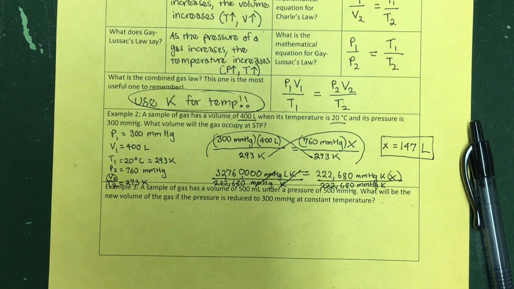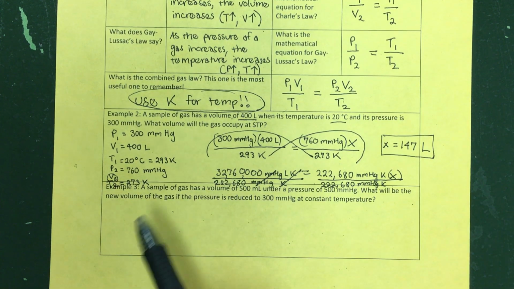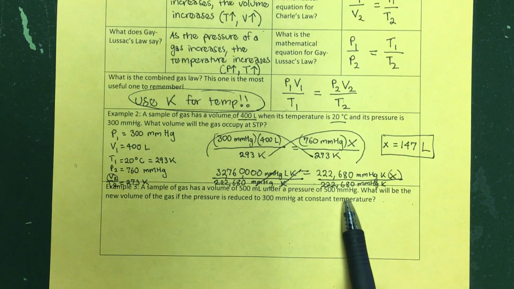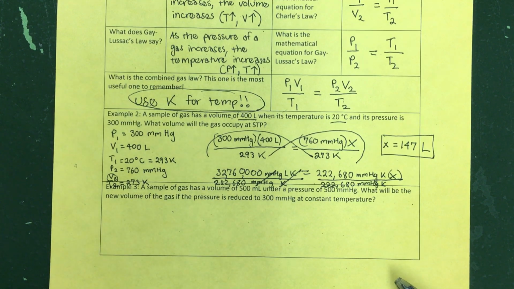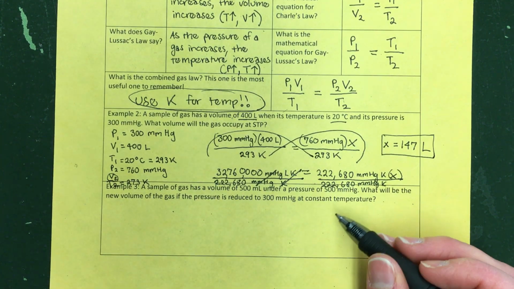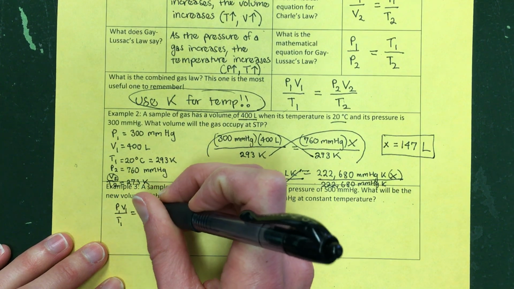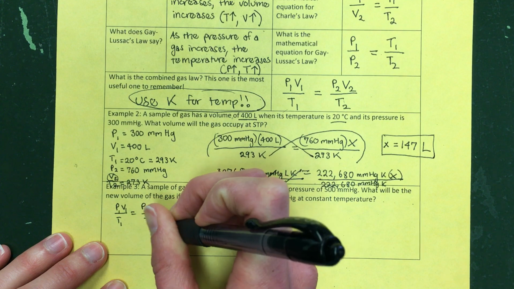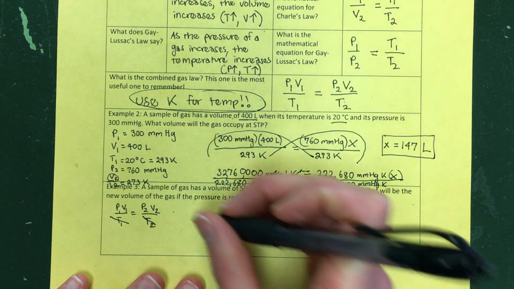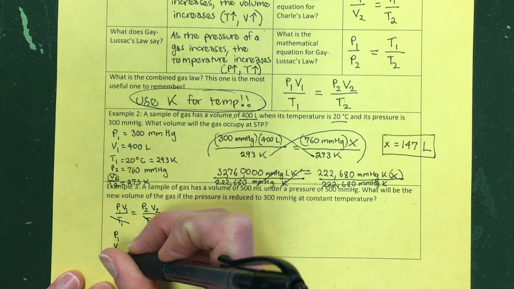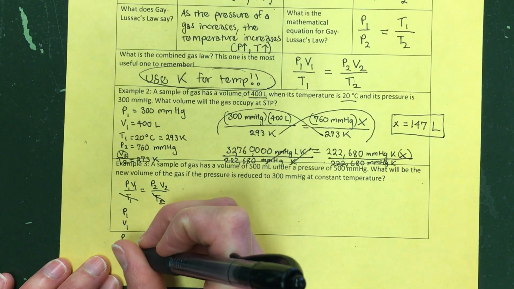Cool. Okay, let's look at another problem. This one says, a sample of gas has a volume of 500 milliliters under a pressure of 500 mmHg. What will be the new volume of the gas if the pressure is reduced to 300 mmHg at constant temperature? See there where it says constant temperature? That means I can just cross out the temperature part of this equation. I don't even have to worry about it, which makes this way more simple, because then I just have to worry about P1, V1, P2, and V2.